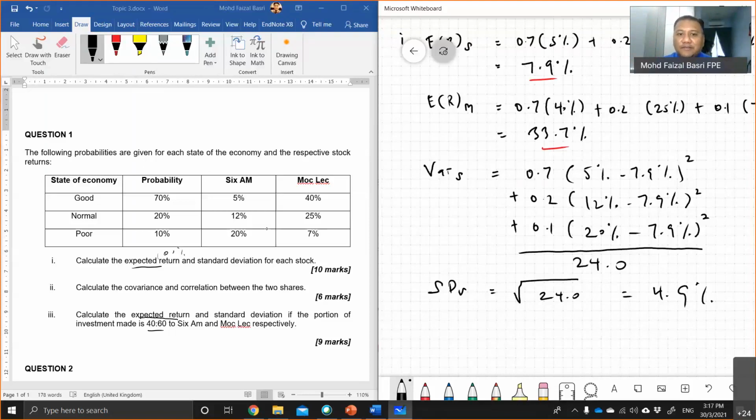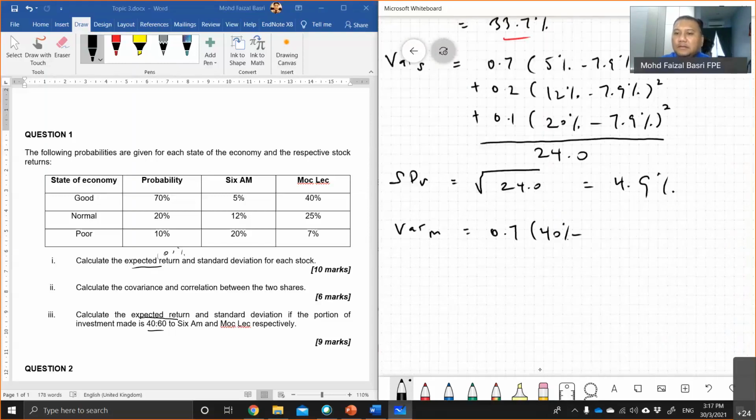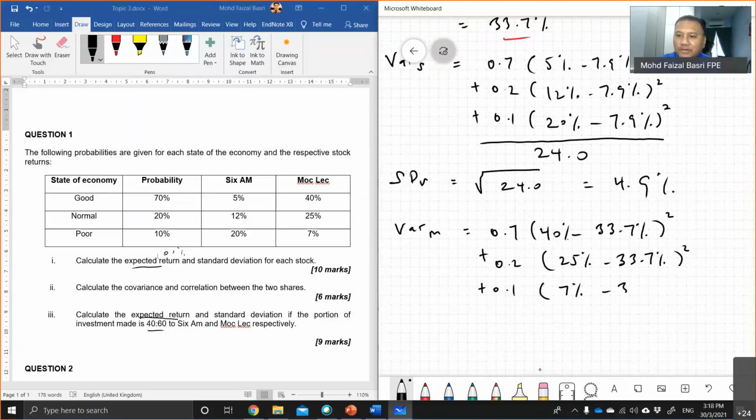Now try calculating standard deviation for M, ML. Can you calculate that? Variance for M, similar approach, similar formula. It's supposed to be 0.7 times 40 minus our ER from earlier, which was 33.7, squared, plus 0.25 times 33.7% squared, plus 0.1 times 7% minus 33.7% squared. Find the total.